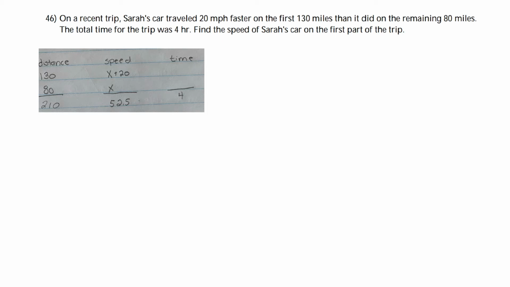All right, here's a good question. It says on a recent trip, Sarah's car traveled 20 miles an hour faster on the first 130 miles than it did on the remaining 80. So distance, this is the first part of the trip, second part of the trip, and total.